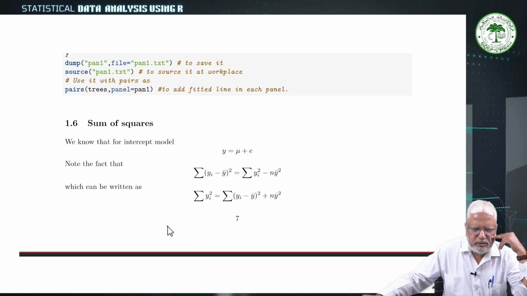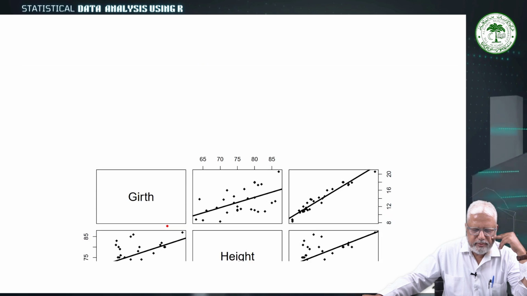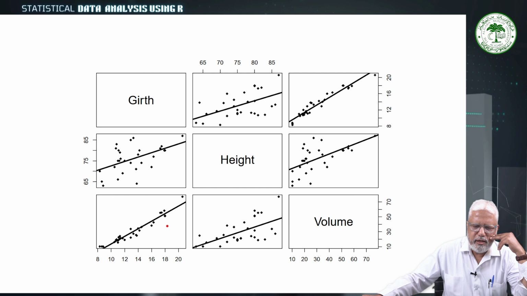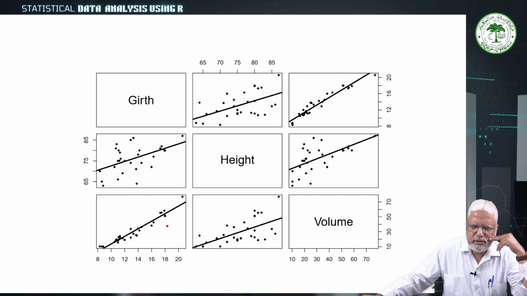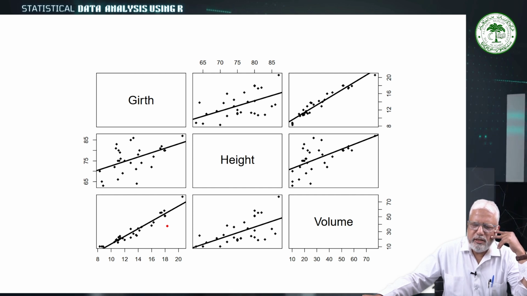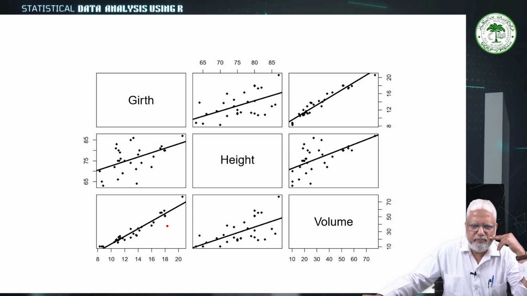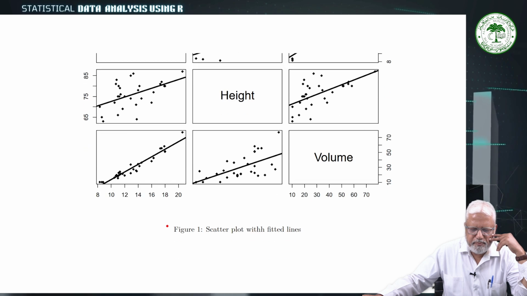Now see what happens. See, this is the effect. Now we are having a simple linear regression fitted in each panel. So this is the advantage of writing the function pan1.